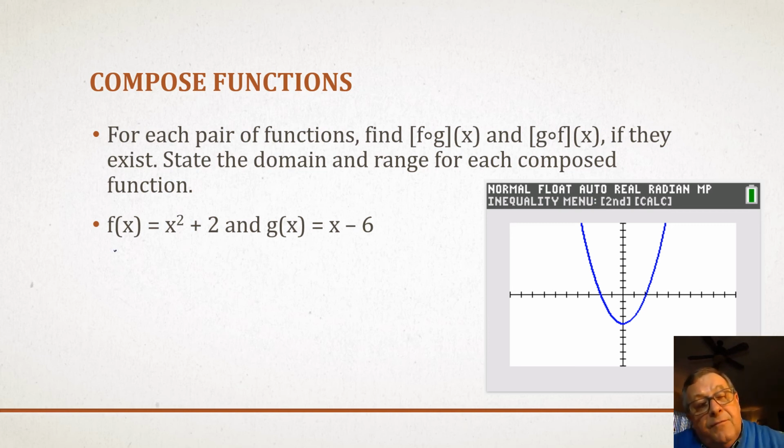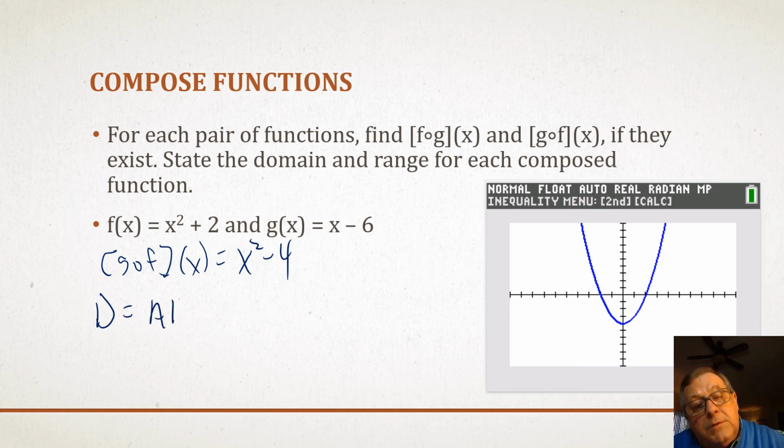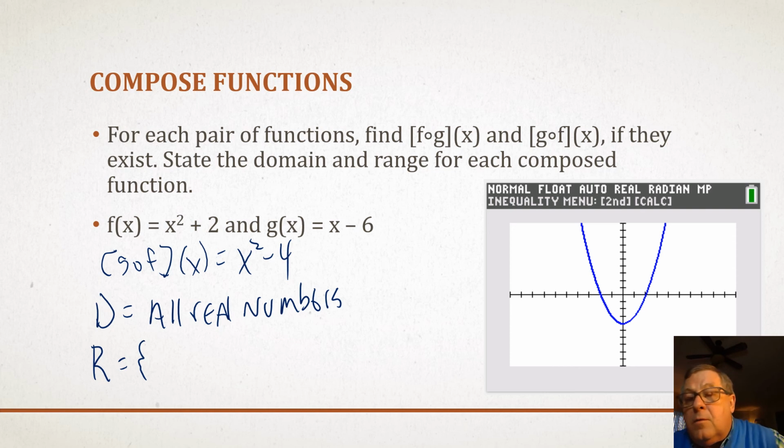So we had g of f of x equals x squared minus 4. My domain is going to be all real numbers. My range is going to be, well, look where we bottom out. We bottom out right there at negative 4. y is equal to negative 4, so we've got y such that y is greater than or equal to negative 4.